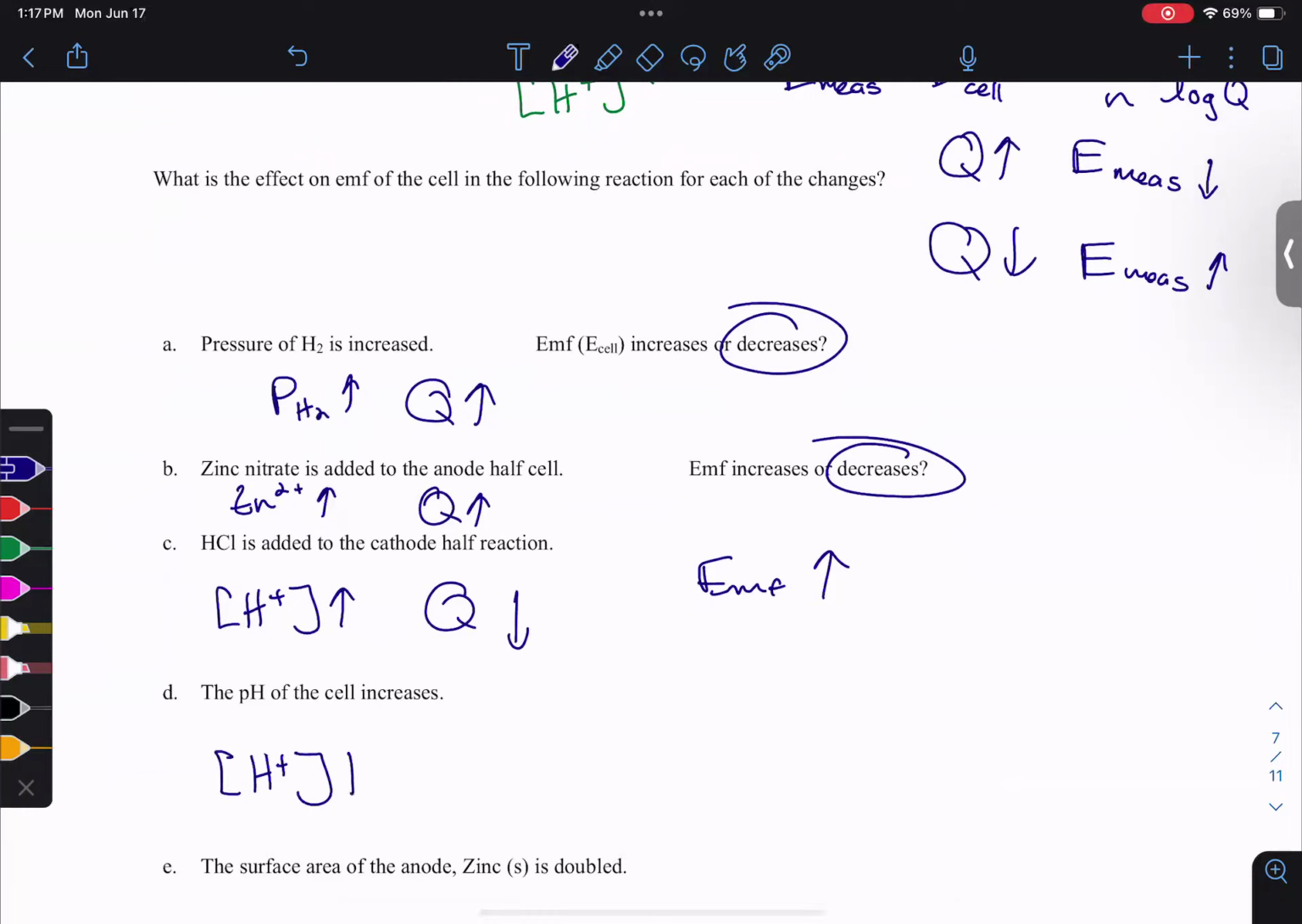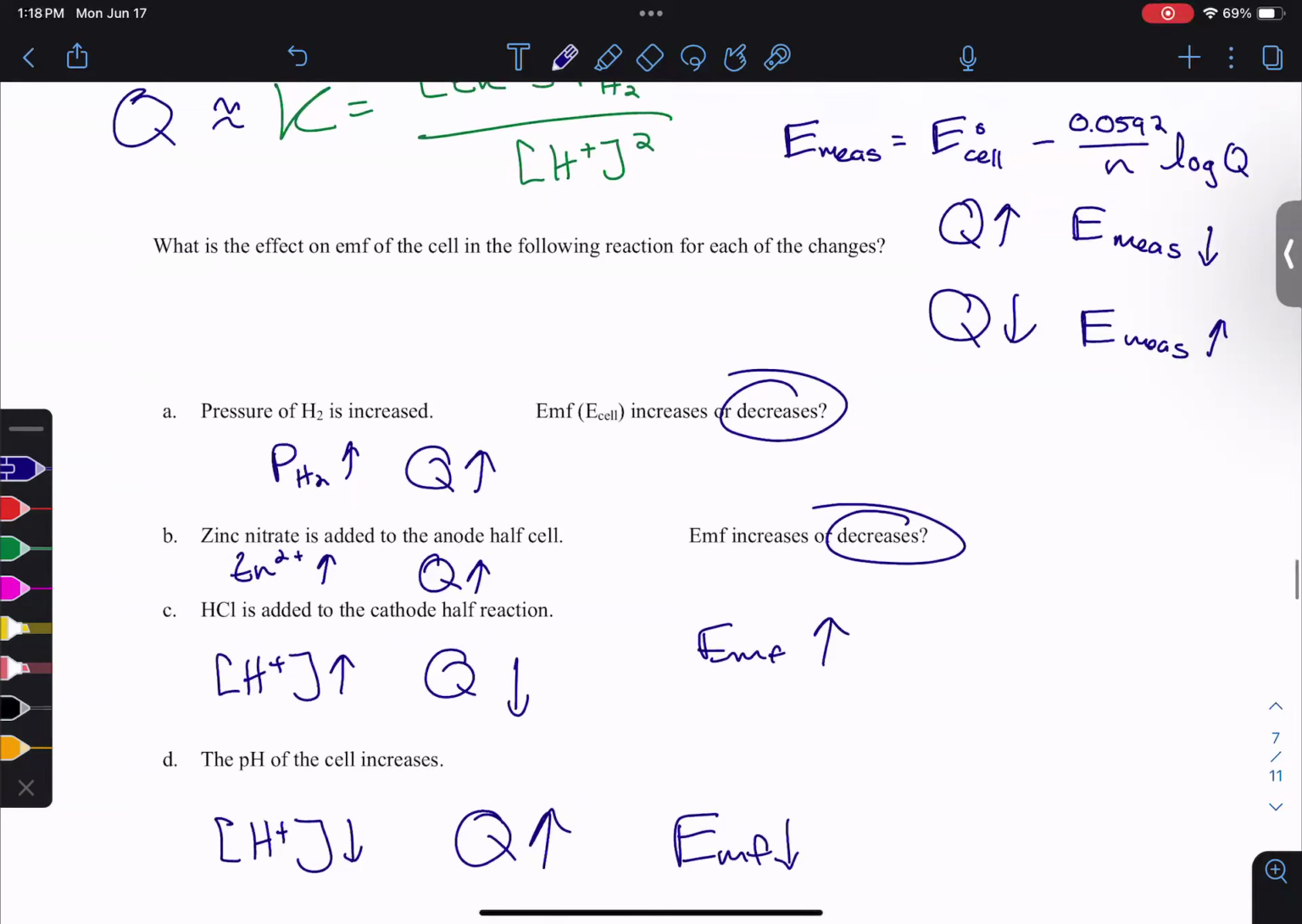Yeah, so the concentration of H plus actually goes down. Because remember, if the pH goes up, then if you think about it, H plus concentration is negative log to the pH. So it's a negative to a bigger number. So yeah, it's becoming less acidic. So H plus concentration is actually going down. So therefore Q is actually going to go up. EMF is going to go down. All right.